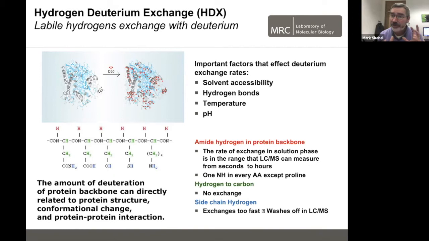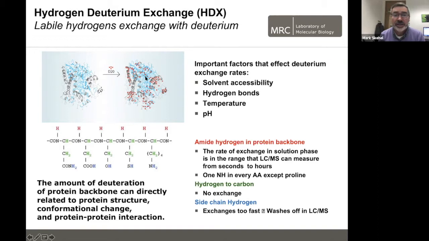You can look at them in the gas phase, but that's not something that we routinely do. So we concentrate primarily on these amide hydrogens of the peptide backbone. Okay. And what we're looking at here, of course, is solvent accessibility.